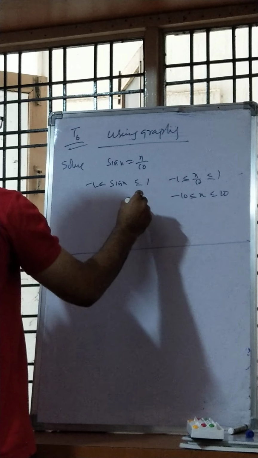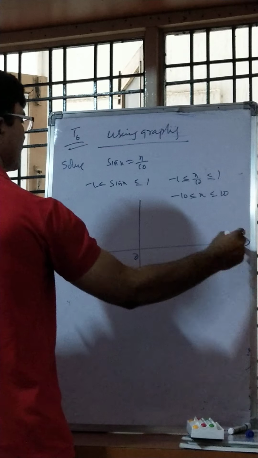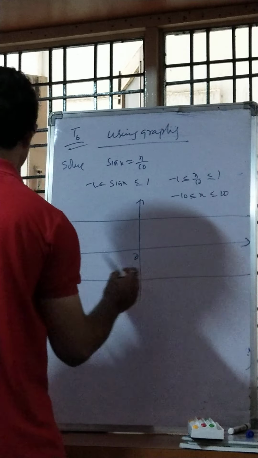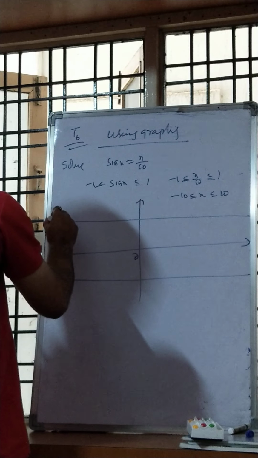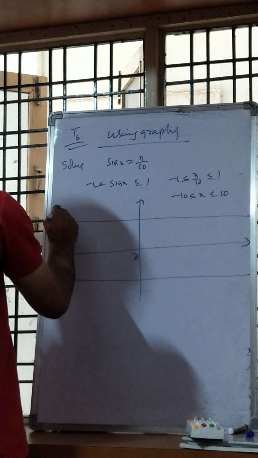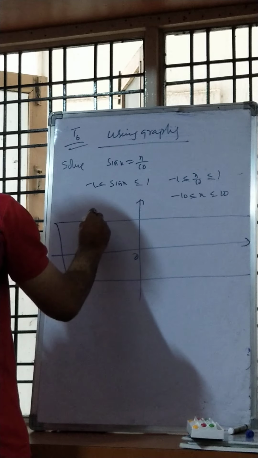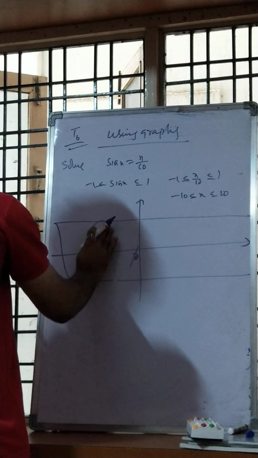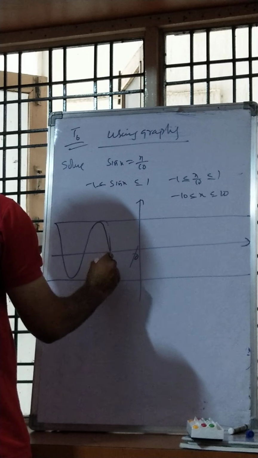So you are supposed to draw the diagram in such a way that it comes up to 10. How will it look? x axis, y axis, see here. I can take it in this way, something like this. Two points I am taking here.